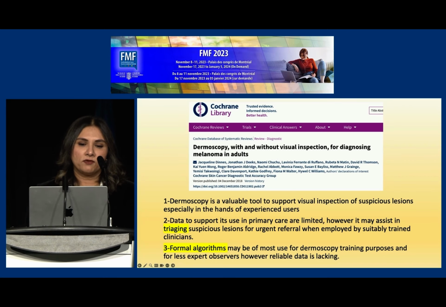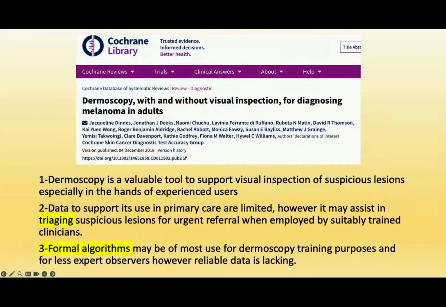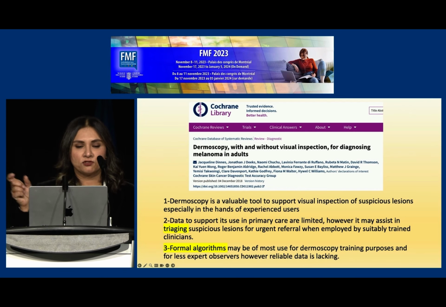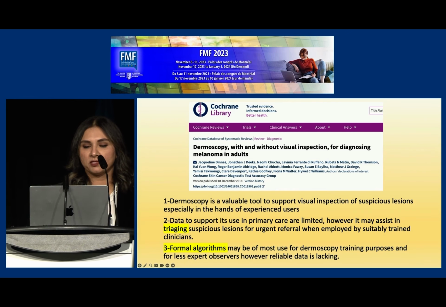In this Cochrane review from 2018, the authors concluded that dermoscopy is a valuable tool to support visual inspection of suspicious lesions, especially in the hands of experienced users. Data to support its use in primary care are limited because there isn't much, but dermoscopy may assist in triaging suspicious lesions for urgent referral when employed by suitably trained clinicians. So I want you to focus on that triaging. They also concluded that formal algorithms may be of use for dermoscopy training purposes and for less expert observers. However, obviously we don't have much data for that.